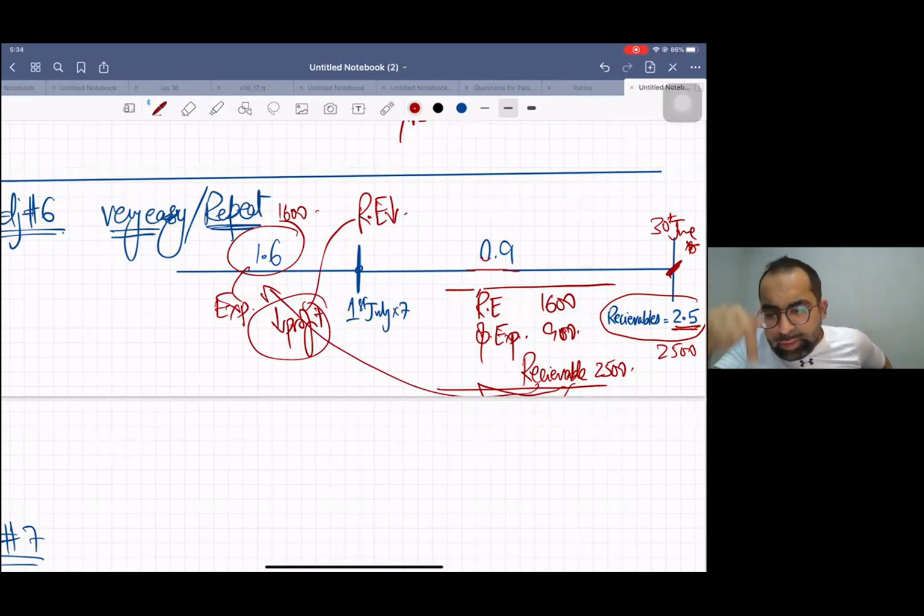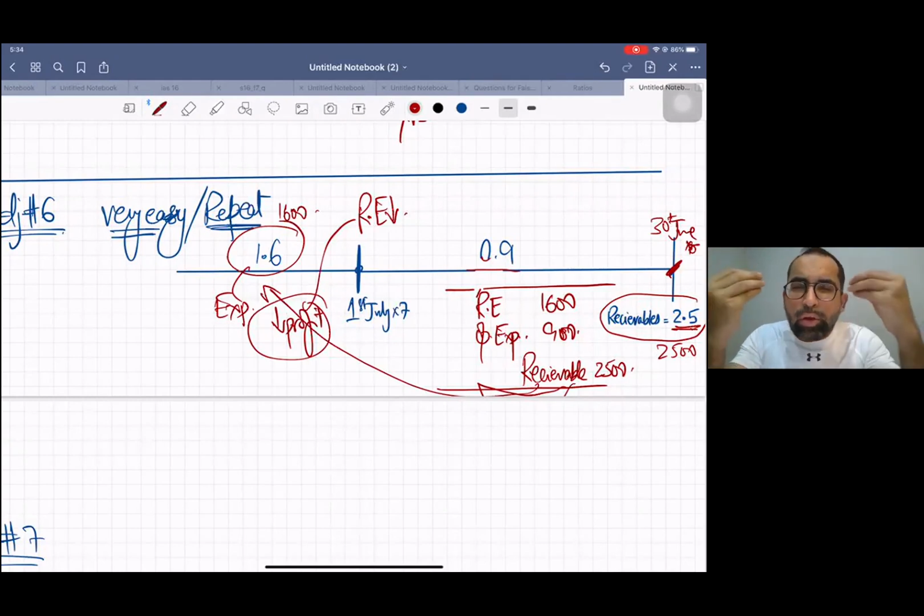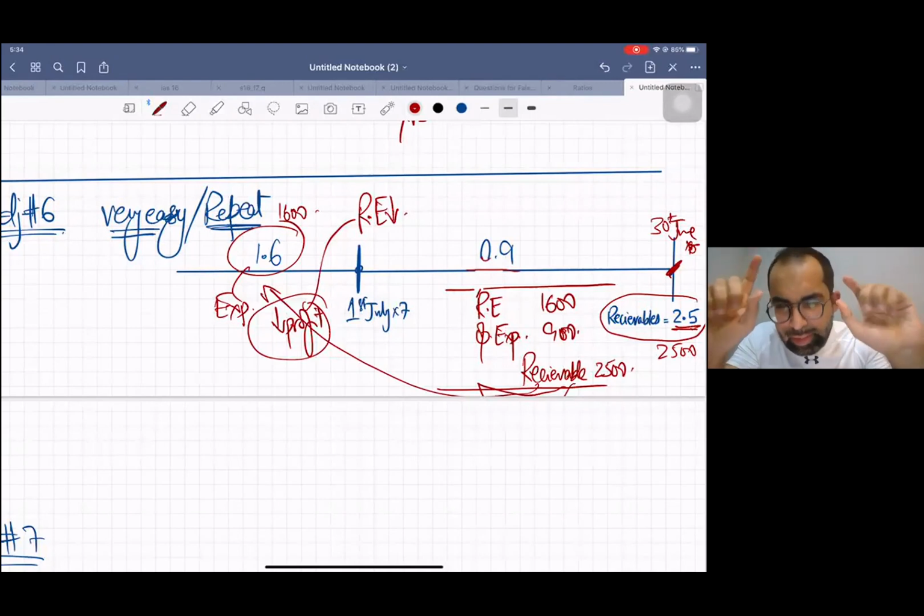Now the question is, sir, where in the income statement will these operating expenses be adjusted? Operating expenses are adjusted in the income statement. And the opening retained earning adjustment is done in SOCIE, the statement of changes in equity.